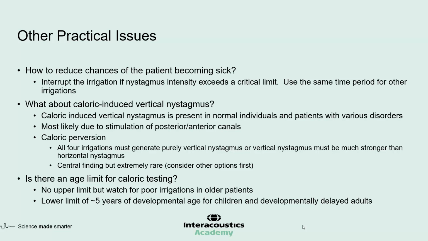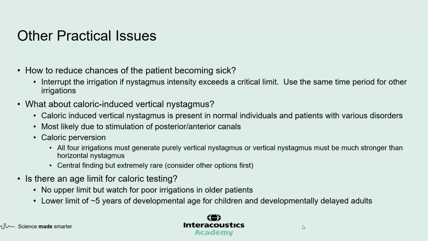How about vertical nystagmus during the caloric testing? Actually, vertical nystagmus is quite common even in normal individuals and patients with different abnormalities. The most likely cause of this is that there is some minimal stimulation that reaches the posterior and anterior canals, and the vertical nystagmus is originating from those canals.